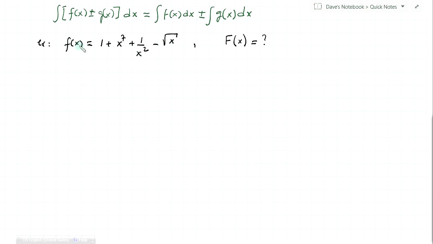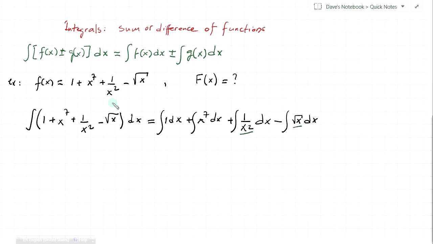To do that, we're having an example here. We have an f(x) function, a lowercase f of course, which is equal to 1 plus x to the power 7 plus 1 over x to the power 2 minus the square root of x. What we're trying to find is an uppercase F(x), which is the original function of this function here. It means that this lowercase f is the derivative of that other function. So we're working backward to find the original function, which gives us this function right here.